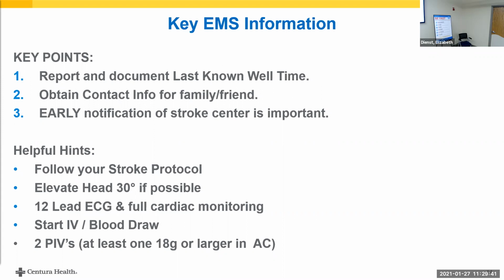The other is obtain contact information. Almost everyone has cell phones now. If the family member or friend that witnessed this or was with them and called you isn't physically coming in the ambulance, we want you to get contact information so that the physician and the nurse at the hospital can contact them with questions that they may have that may make them a candidate to get TPA or not.